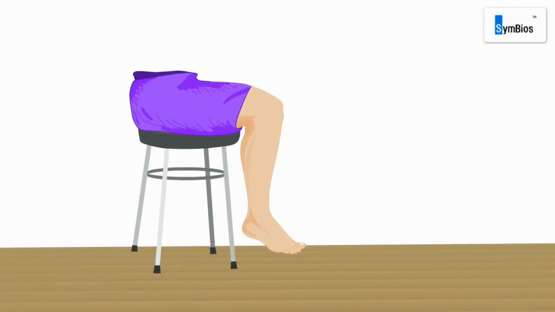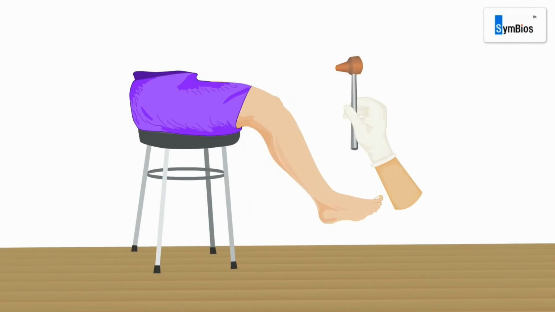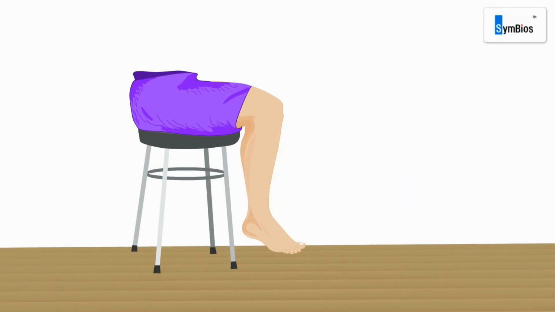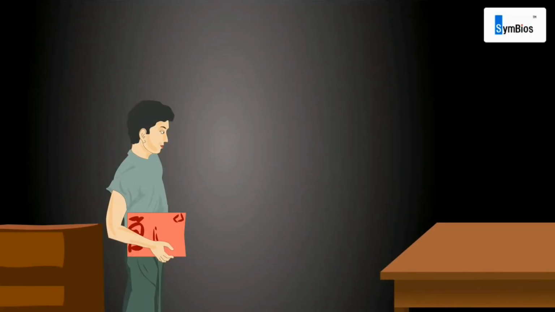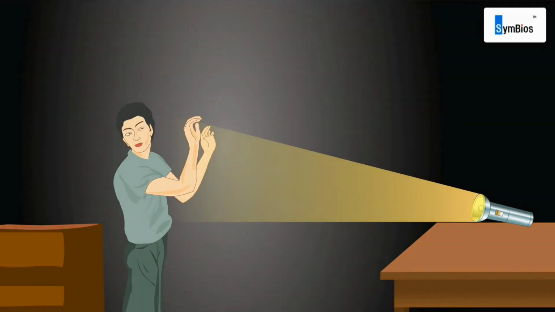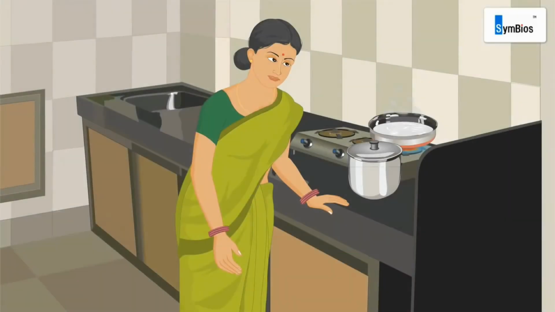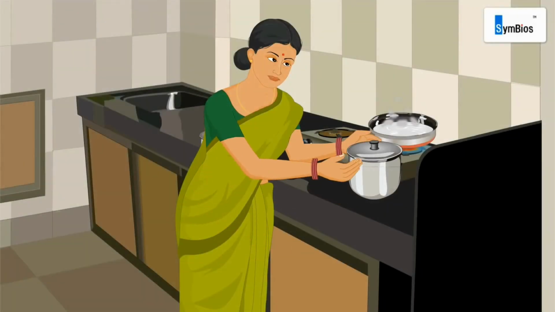Some of the examples of reflex action are jerking of knee when tapped below the kneecap, blinking of eyes when a bright light suddenly shines in your eyes, pulling your hand away when you touch a hot kettle.